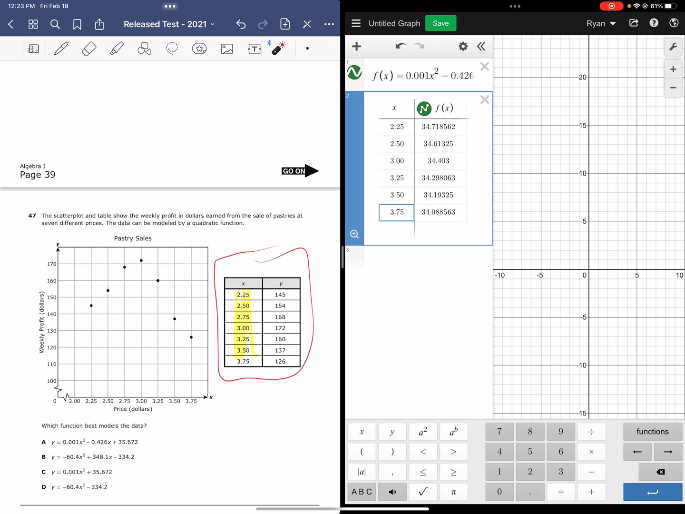Now, what I notice about letter A is that it does not give me y values that are anywhere close to the y values that are given in this table. I feel very confident that letter A is not the correct answer.